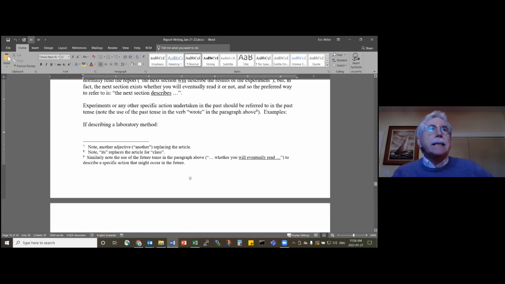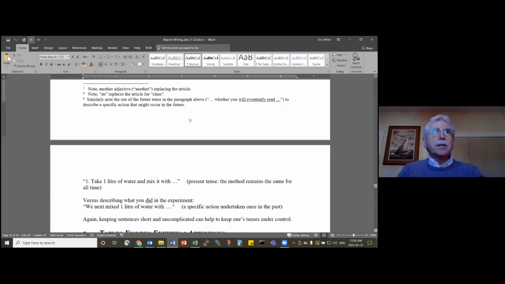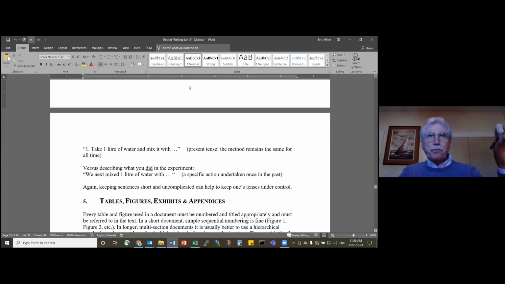So this is what we did to get the results that are presented in section 5. I think describing actual specific actions like this, like we did this survey last year, we gathered this data, we ran this experiment. So talking about specific actions in the past should be in past tense.